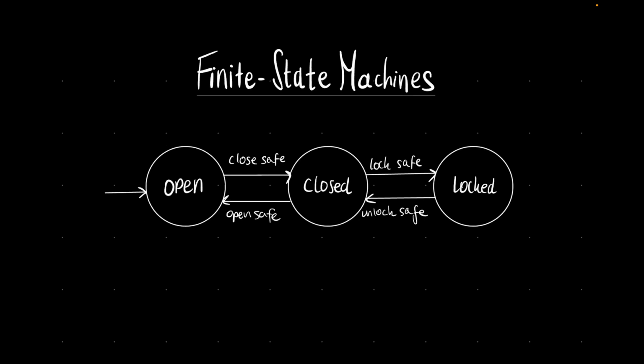So here's another example of a finite state machine. We've got one here which controls a safe. So we're going to start at open, and if we want to close the safe, we're going to go here, and now we're in state closed. We can lock the safe also, and now we're in state locked. It's literally as easy as that. Follow the arrow, and then you go into that new state.